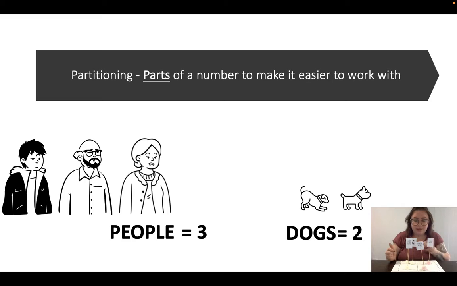If you can't do the mental maths in your head, we can use the technique of counting on. We know we have 3 on this side, so let's count on the rest. We have 4 and 5. So there is 5 in total in my parents' house.